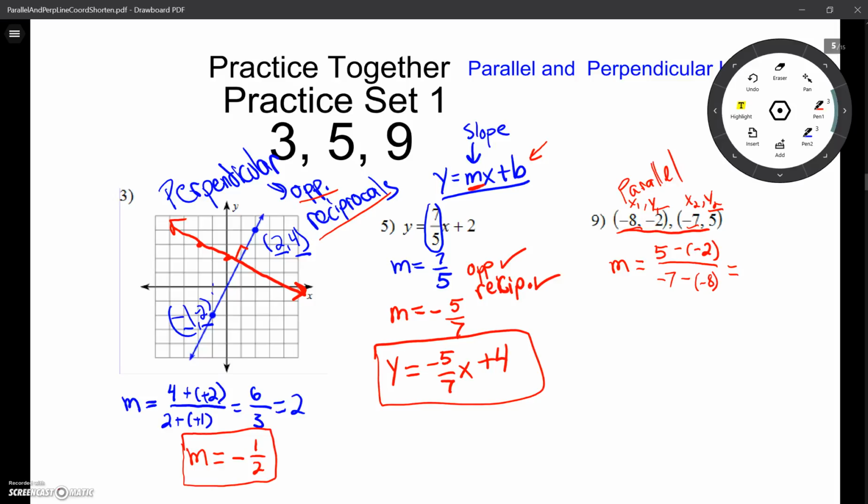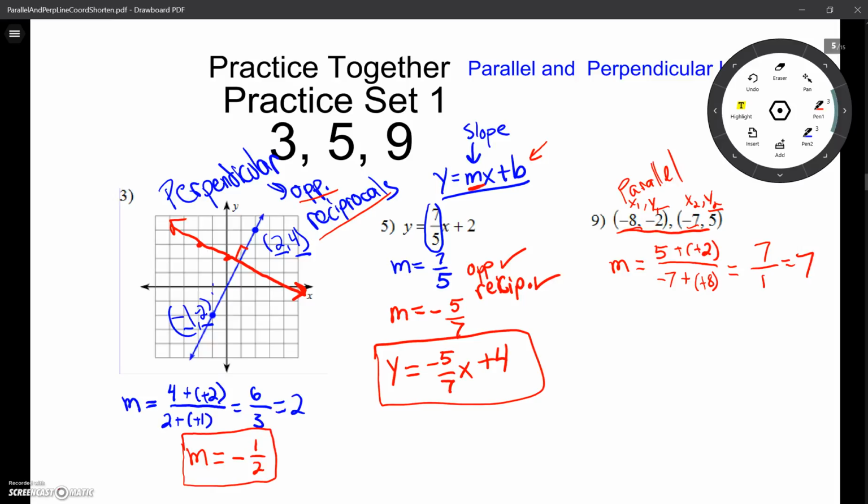From here, I have change in y over change in x. I'm just going to simplify this. 5 minus negative 2. Well, those two negatives become positive. I get a 7. And then negative 7 minus negative 8. Again, negative minus negative becomes positive, so negative 7 plus 8. That's technically 8 minus 7, or 1. So the slope is 7.